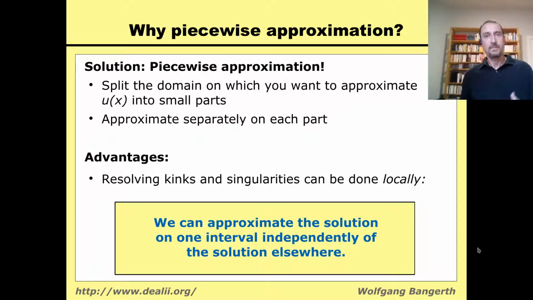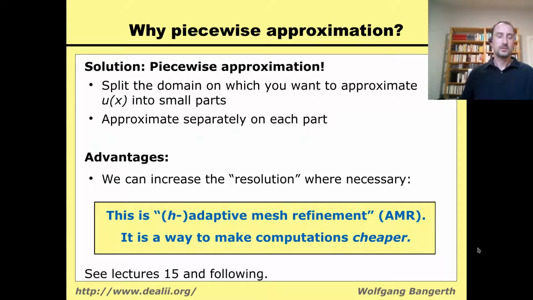So there are other things that I can do with piecewise polynomials. In particular, if I have kinks and singularities, I can approximate it locally. So I can isolate the problems independently of what happens in the other parts of the domain. And then I can do something that is called H-adaptivity that you will learn about in later lectures.